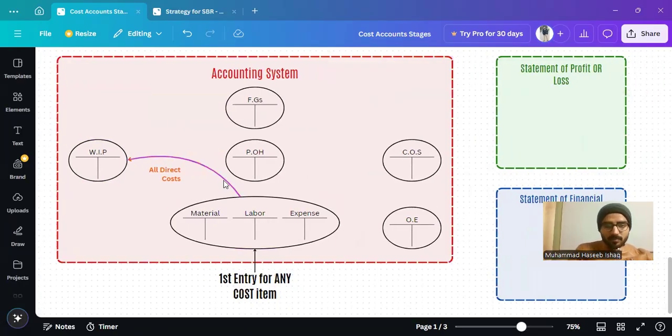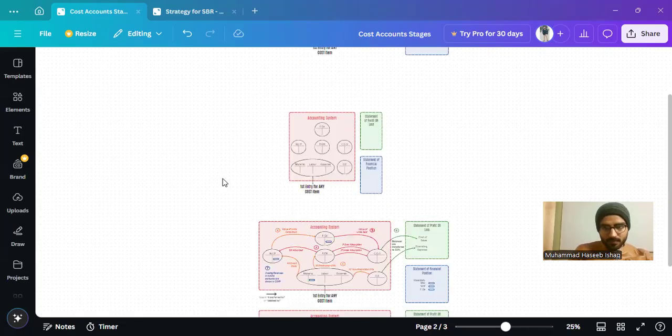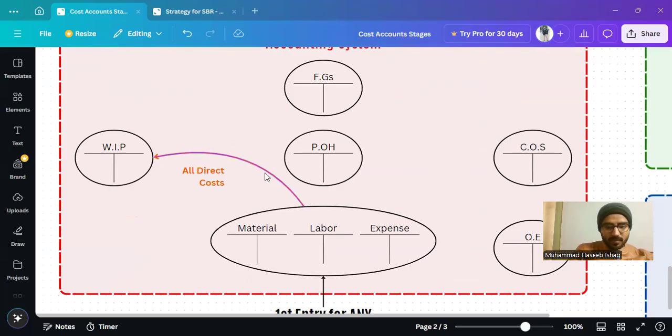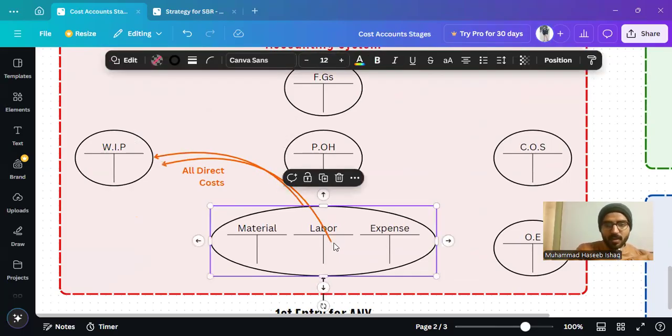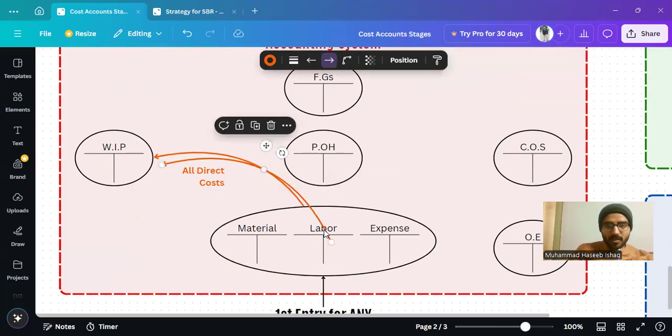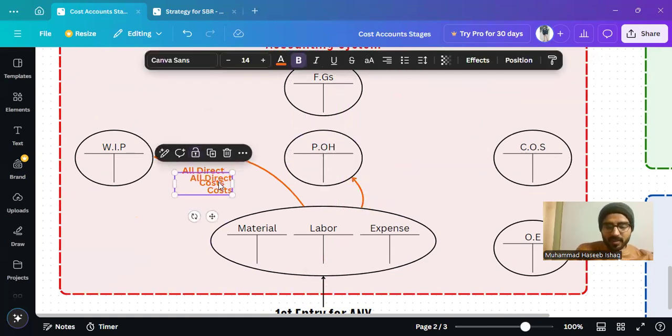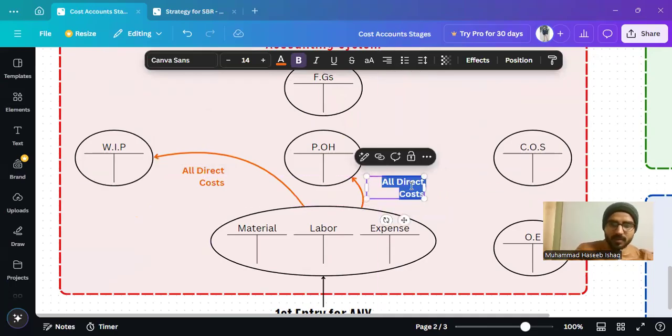And then what about the other costs? What are we going to do for the other costs? If they are related to the production overhead, then we are going to transfer them to the production overhead account. Very easy. So production overhead costs are transferred to the production overhead account. All production overheads are transferred to the production overhead account.